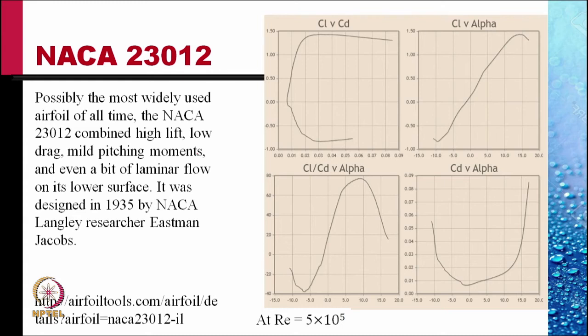NACA, the predecessor of NASA, has codified the various airfoils. In this, the airfoil NACA 23012, which is a 12% thick cambered airfoil, was designed in 1935 at Langley Research Center. It combines high lift, low drag, very mild pitching moment, and even a bit of laminar flow on its lower surface. The curves for 23012 are shown here. It has a stall angle of about 14 degrees, a maximum CL of about 1.4, and a maximum CL by CD of about 75.